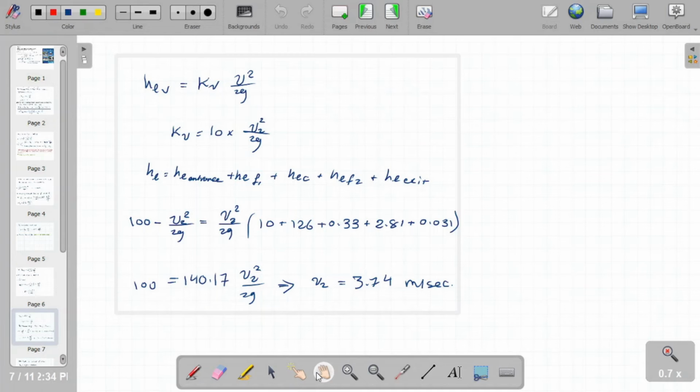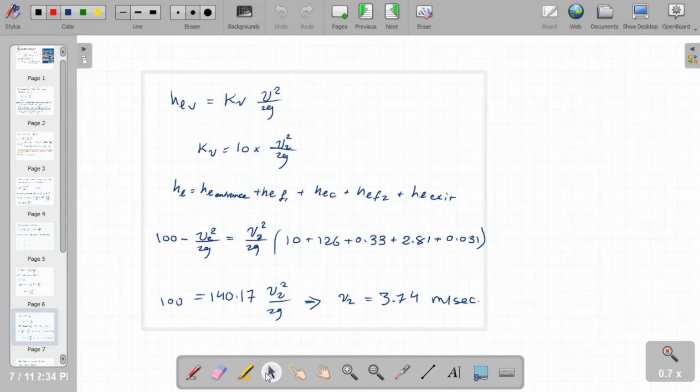We also have a valve, and again we calculate the head loss basically, and the head loss comes out to be 10 times the velocity squared divided by 2 times the gravity acceleration. I think there's an issue here. This is not the KV, this is the head loss at the valve. I just fixed it. Great.